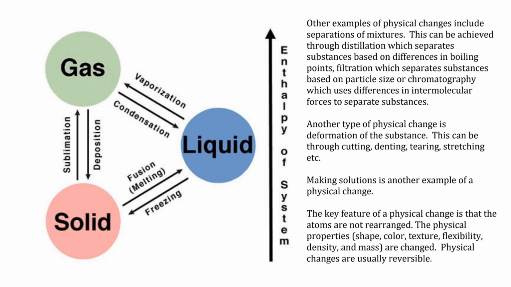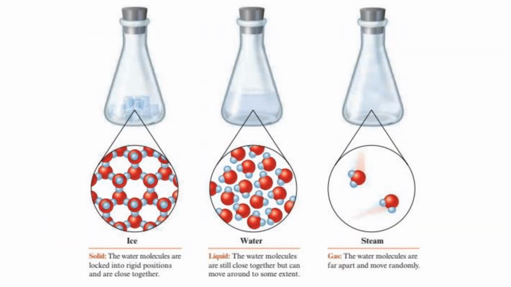Physical properties: shape, texture, flexibility, density, mass. Physical changes are usually reversible. So you see on the left side, there are the 6 different types of physical changes. Increase of enthalpy in a system. So solid, liquid, and gas. So ice, water, steam. Again, how do they behave when they are in solid, liquid, gas form?